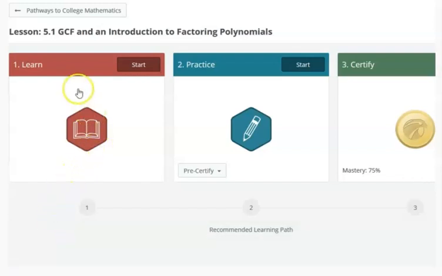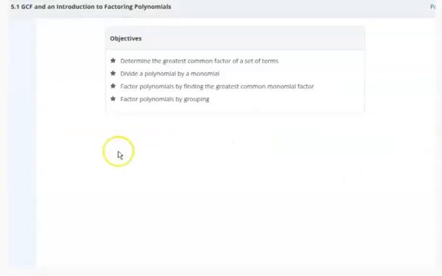Now, as we do our first topic in Chapter 5, we're going to start to undo some of the multiplication we did earlier, and we will be doing the greatest common factor and introduction to factoring polynomials. And the objectives we're going to go through.